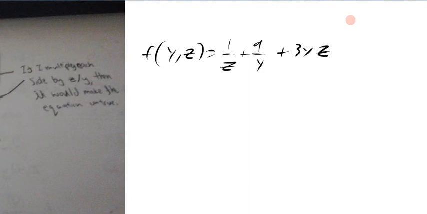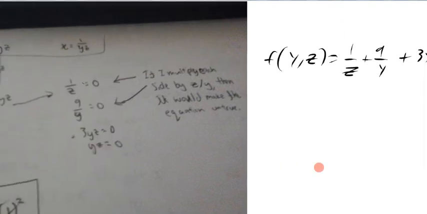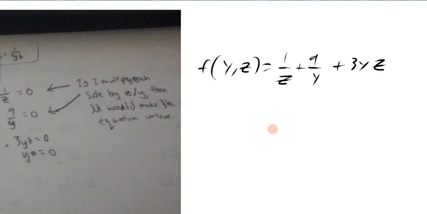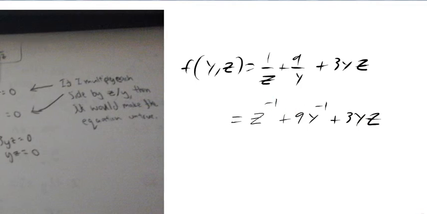Now, if we're trying to find the min-max saddles of this problem, you have to take a derivative. You haven't taken a derivative in your problem. All you did was take each of these terms and set them equal to 0. No! You have to take your derivative with respect to y and z. And the technique I would use is I would rewrite each of these terms as negative exponents, just so that now it's a power rule.